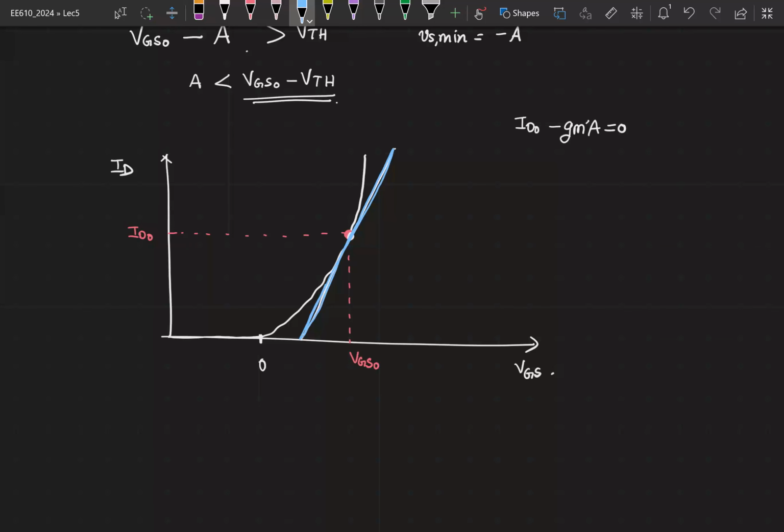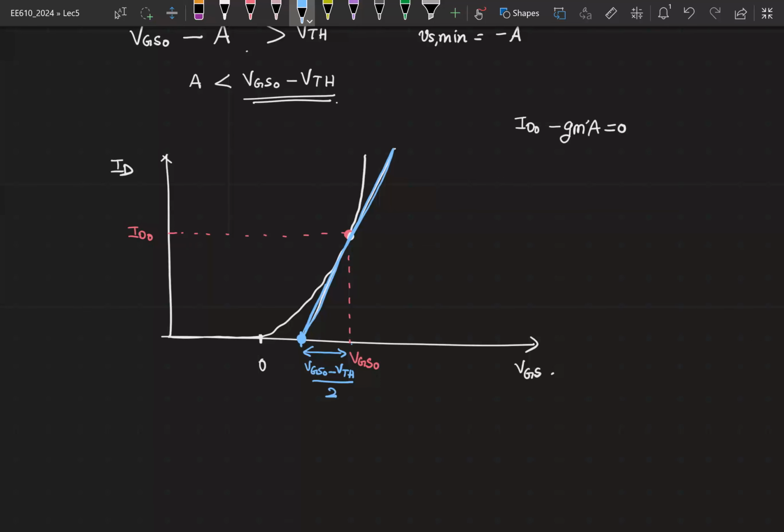Okay? And when I say ID0 minus GM times the input should be equal to 0, I'm looking at the point where the total current has become 0. Okay? And that corresponds to a deviation of VGS0 minus VTH by 2 from your VGS0. So we have done a linear analysis in finding out this point.